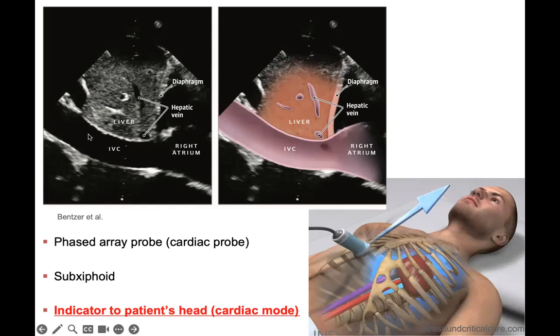Here we should see the IVC dumping into the right atrium. And ideally, you also see this left hepatic vein coming down as well into the IVC. We should see liver on both sides. That will help tell us that it is, in fact, the IVC and not the aorta.